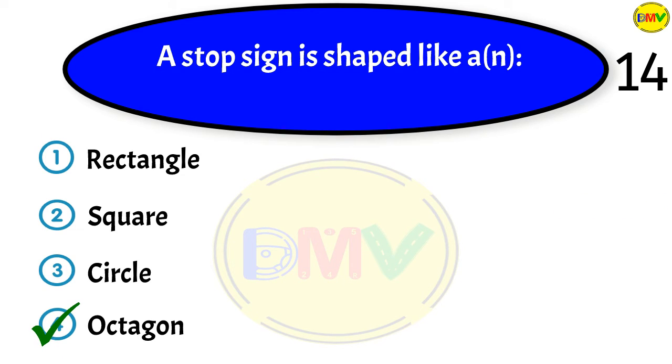The correct answer is 4. An octagonal shape is used only for stop signs. All 8-sided signs tell drivers to come to a complete stop before proceeding.